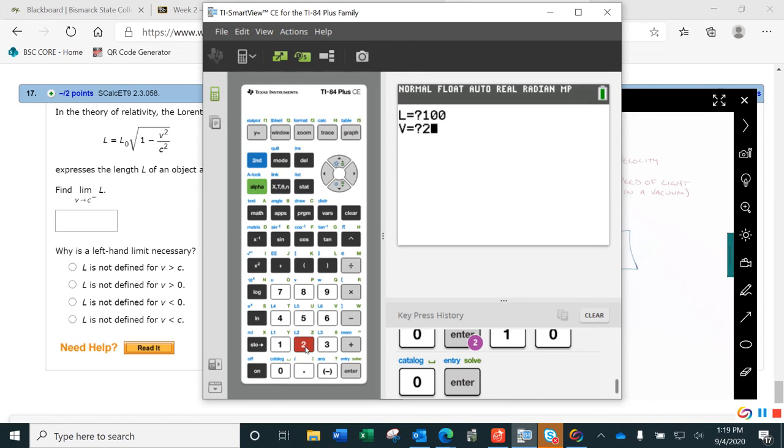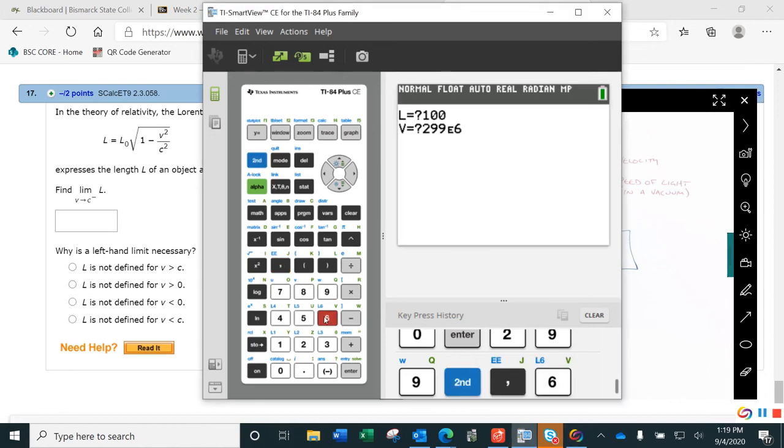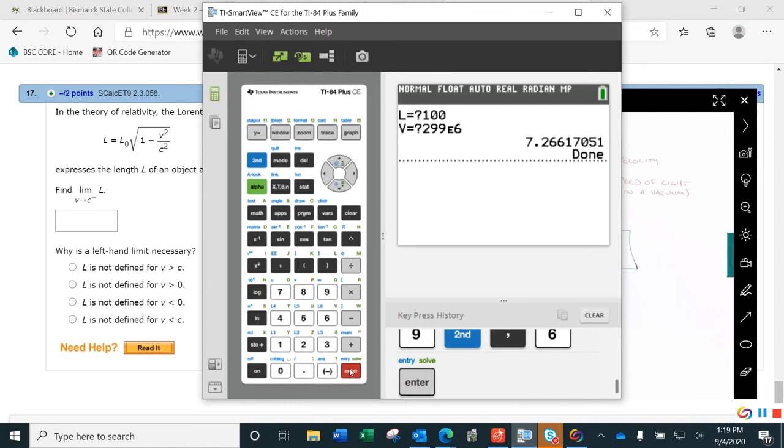Same 100 meter craft. Now we're going 299 million. I think I'm going to incorporate a little scientific notation now. There we go. We're getting pretty close to the speed of light, right? That 100 meter craft has shrunk to 7 meters.